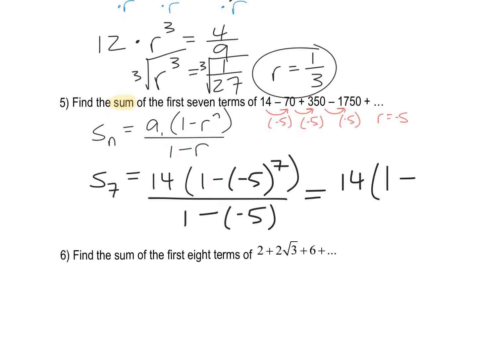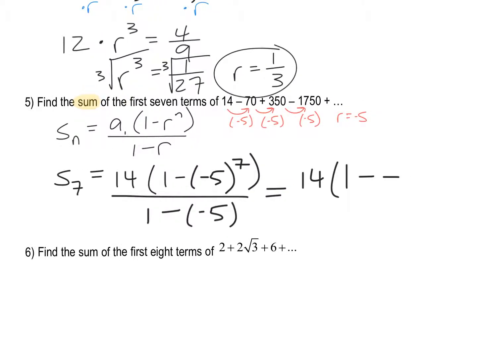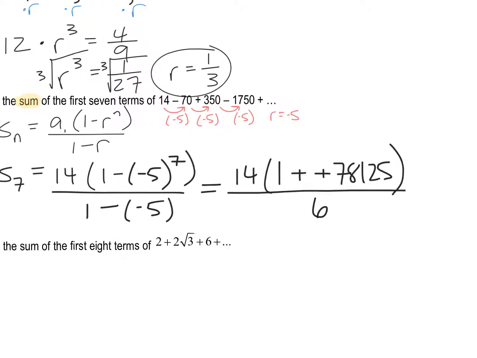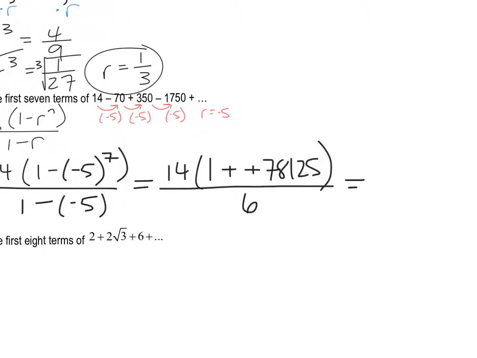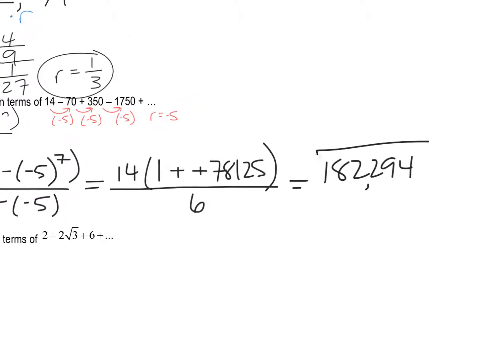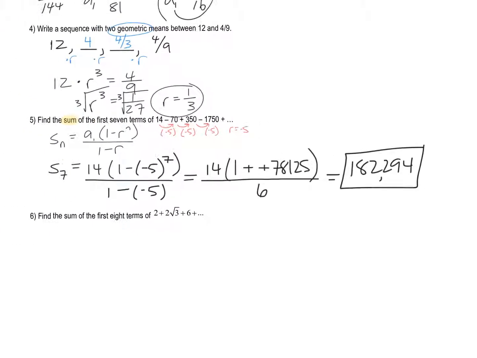Okay, so calculator's handy. I'm keeping everything the same so far. Did you know that -5 to the 7th is -78125? Since that exponent is gone, yes, now I can do my plus positive thing, okay? 1 minus -5 gives me 6 in the denominator. And so then when you crunch that number in the calculator, you end up with a pretty big number, and that number is 182294. Okay, so again, write the formula, plug in whatever stuff you know.